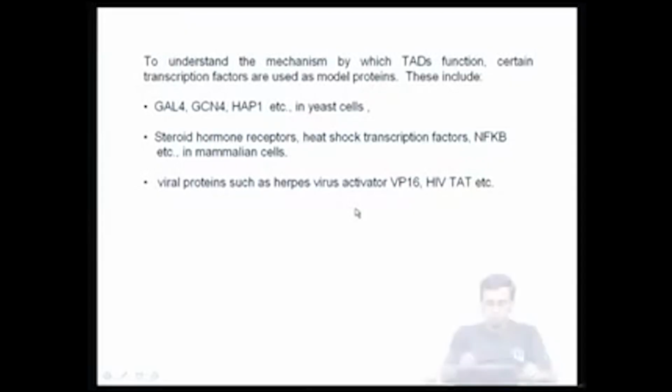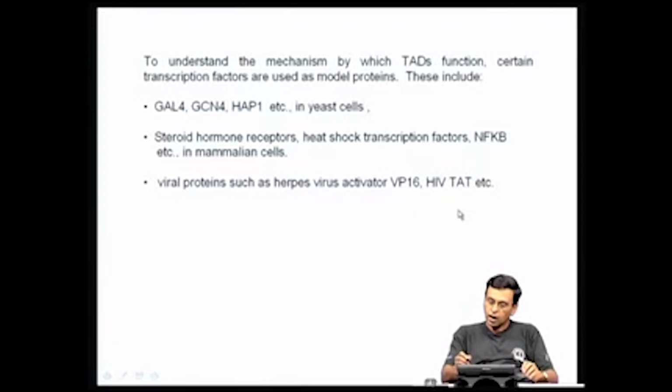Some of the very well studied viral transcription activators are, for example, the herpes virus activator VP16, which is a very good model system; some of the early work on transcription activation was done using the herpes virus VP16 protein. More recently, the human immunodeficiency virus, HIV, also contains a very potent transcription factor called TAT protein, and this has also been used as a model system to understand the mechanism by which this TAT protein enhances the rate of transcription of the HIV viral genome. So, a number of transcription factors of eukaryotic origin were used as model systems to understand the mechanism by which the transcription activation domains function.